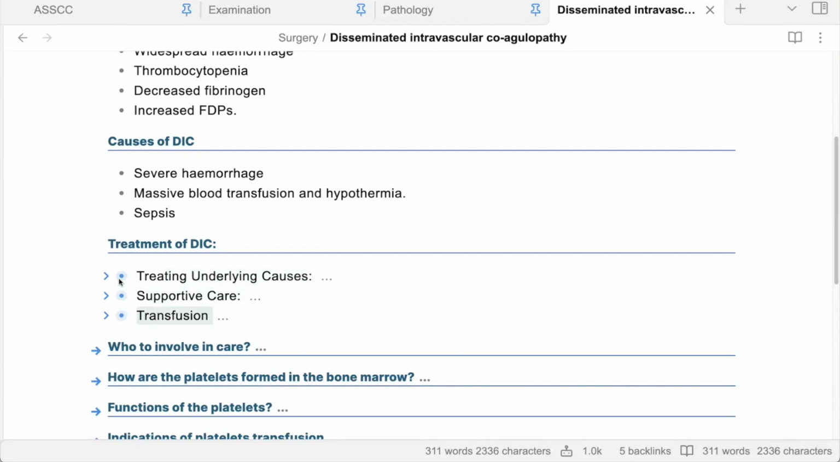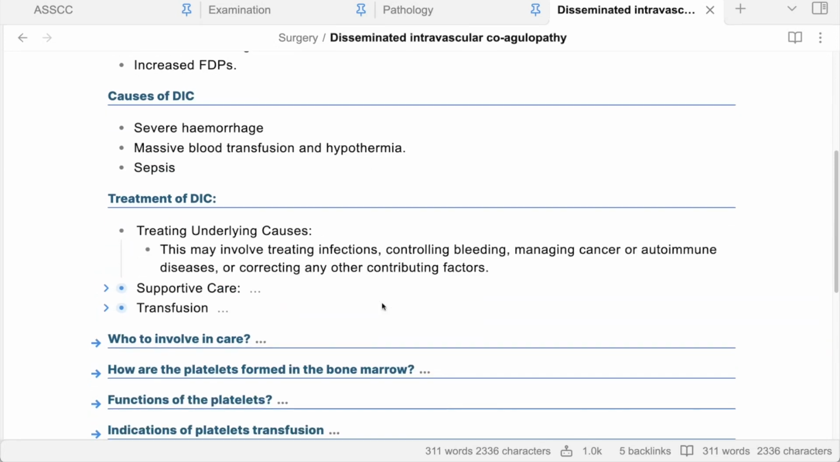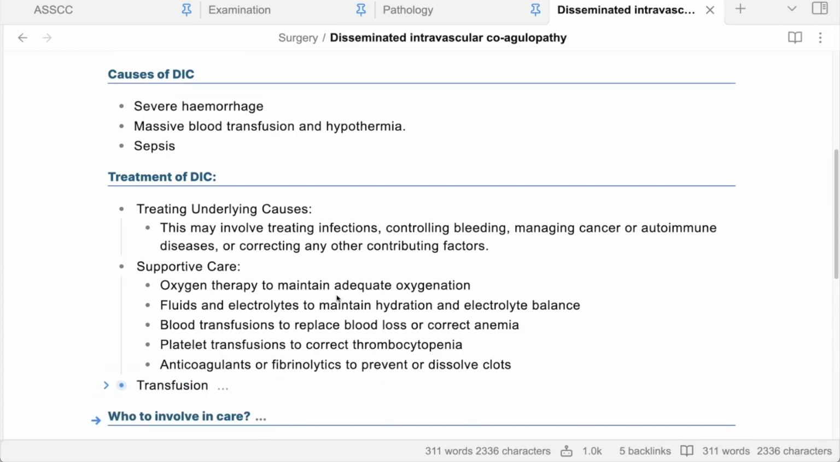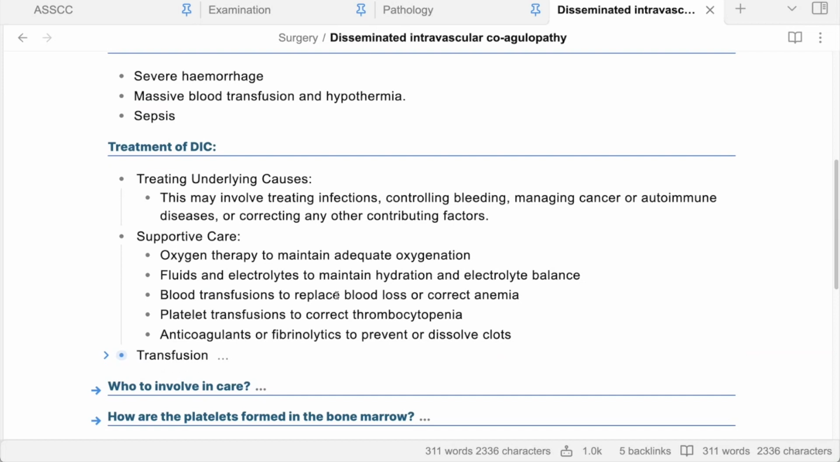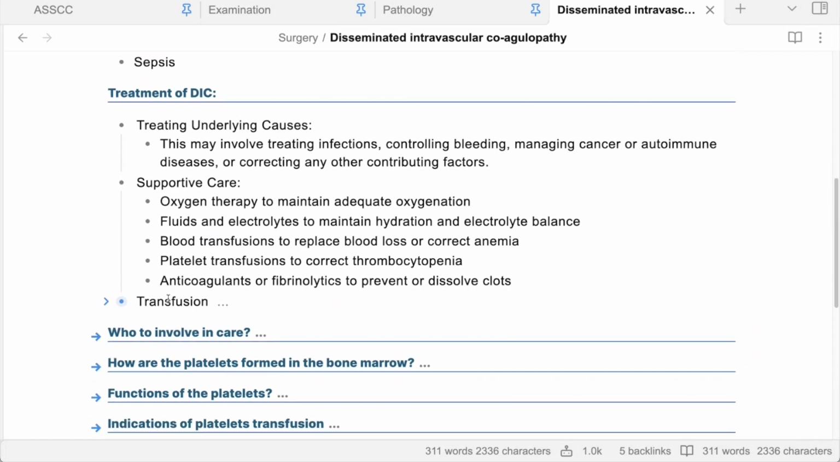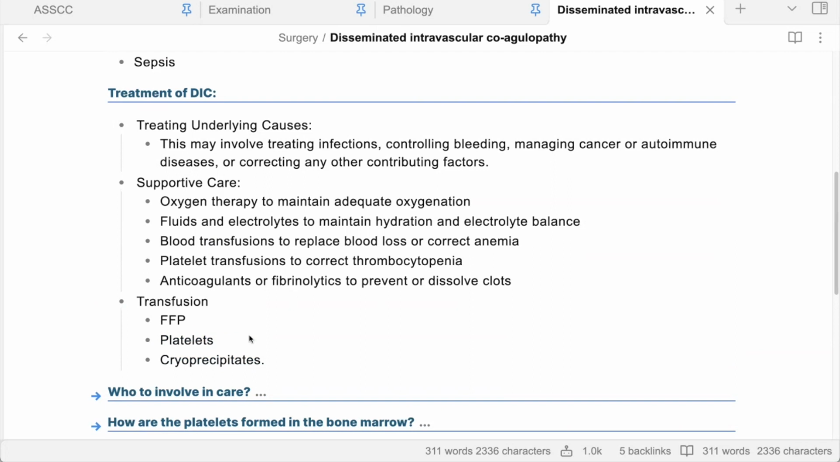Treating the cause might be sepsis, so start by treating sepsis. It might be the massive blood transfusion. You need to stop the massive blood transfusion, start increasing the temperature for the patient, and treat the cause. It might be severe hemorrhage, and that's when you need to transfuse the patient with blood. Supportive, the main system to be affected is the respiratory system. You need to put your patient on oxygen, start resuscitation by fluid and electrolyte balance, and also consider platelet or blood transfusion and anticoagulation. And finally, transfusion, which is fresh frozen plasma, platelets, and the cryoprecipitate.